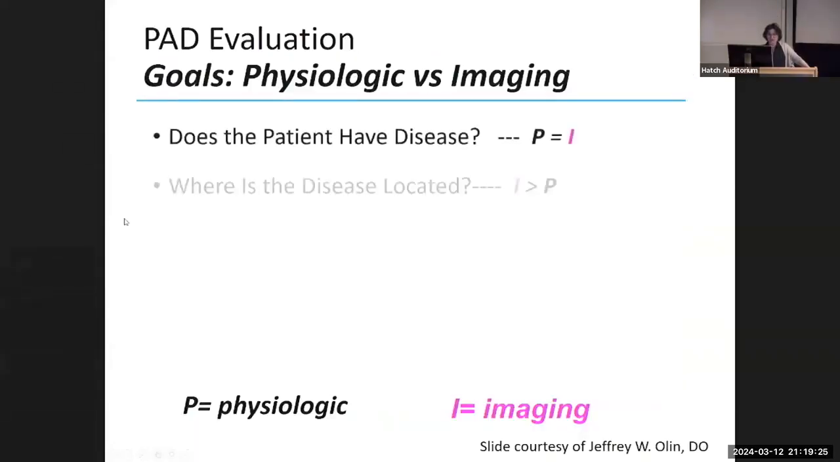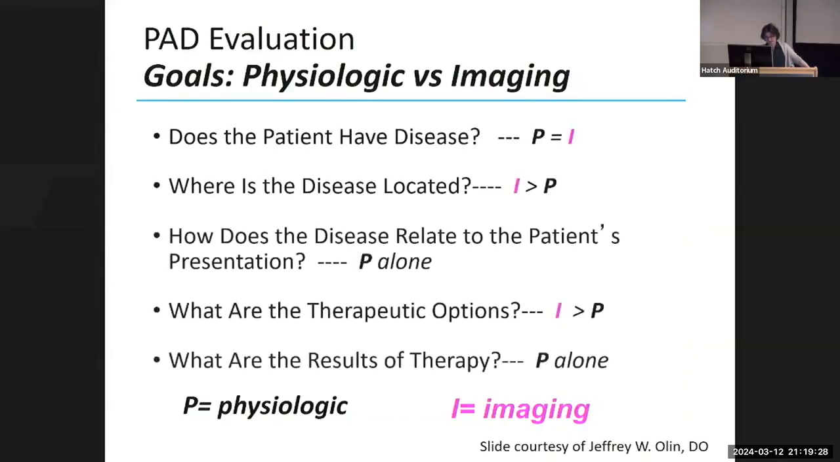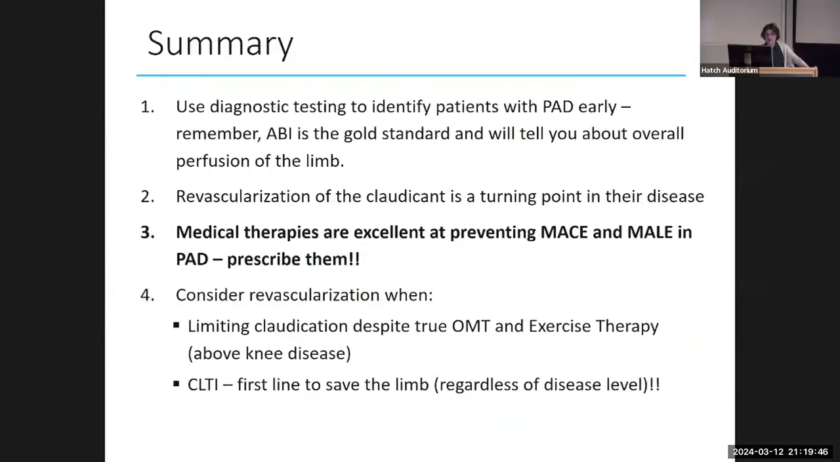So I'll just remind you about what we talked about. We're getting now to my summary slides to remember when to use physiologic versus imaging in the evaluation of your patient. Remember, the physiologic testing is going to show you how the disease relates to your patient's presentation and how they're doing after therapy, whereas the imaging will really allow you to identify therapeutic options and see the lesion itself. You want to make sure that you use diagnostic testing to identify patients early, remembering the ABI is the gold standard.